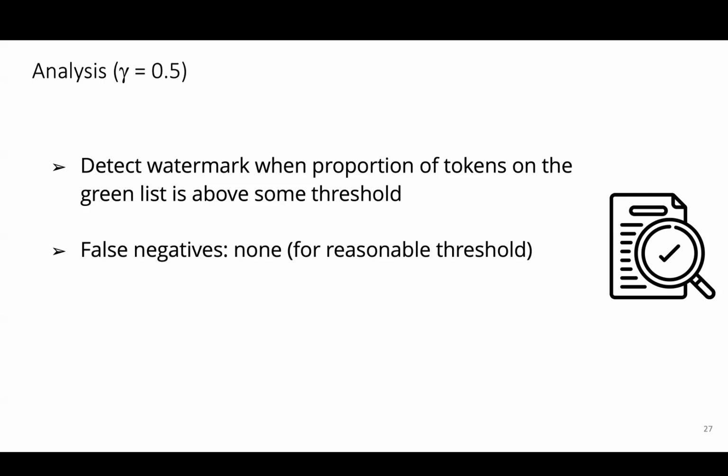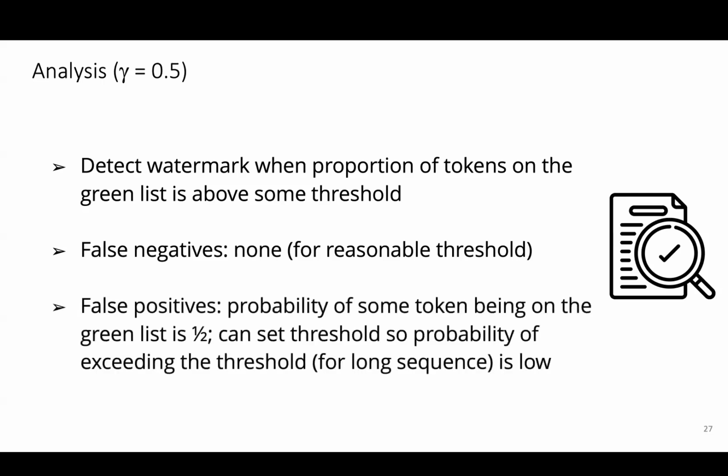If I set the threshold to be sufficiently high, I'm not going to get false negatives, and false positives are also not going to happen, because for random text that you get anywhere, the probability of a word being on the green list is exactly half. So every word is going to be on the green list with probability 1/2. So I get this distribution, which has roughly half red words, half green words. So I'm not going to get false positives.